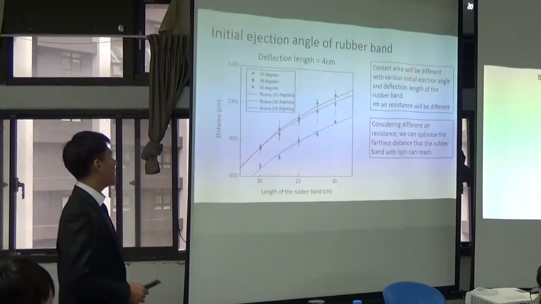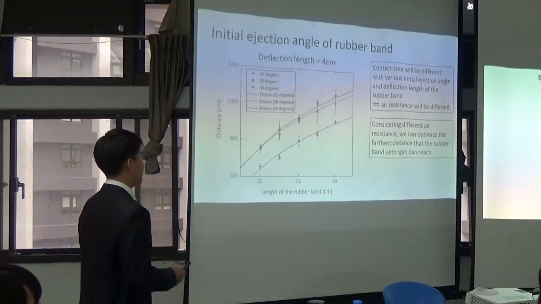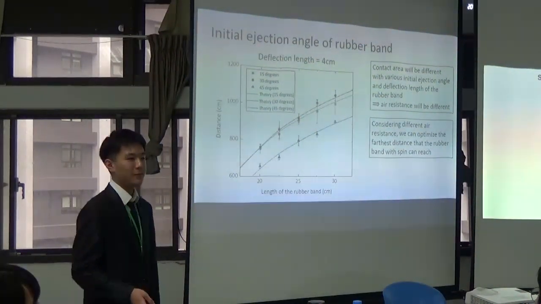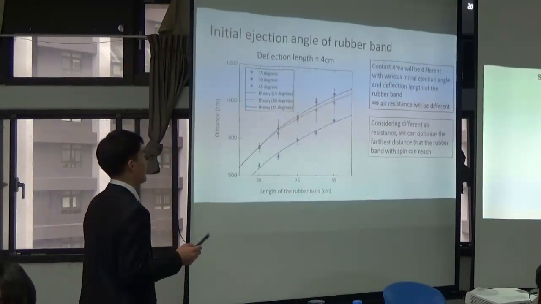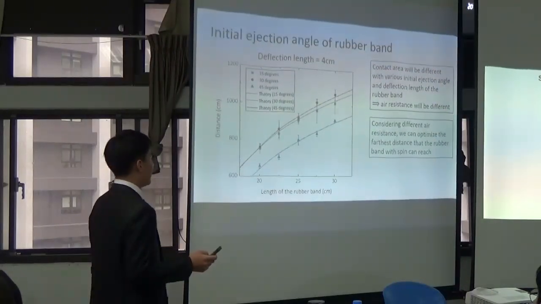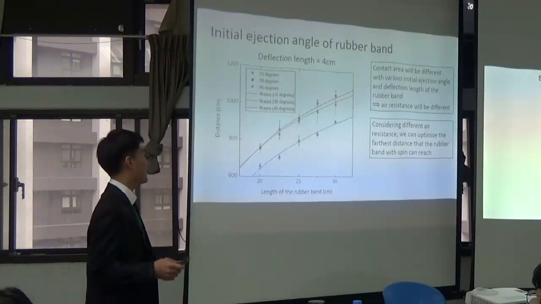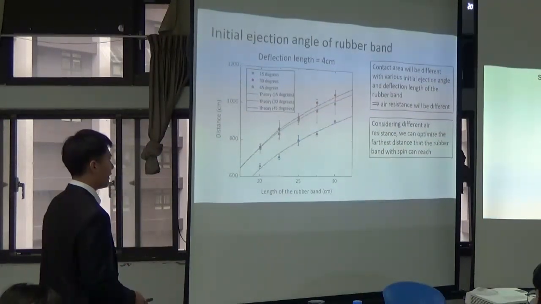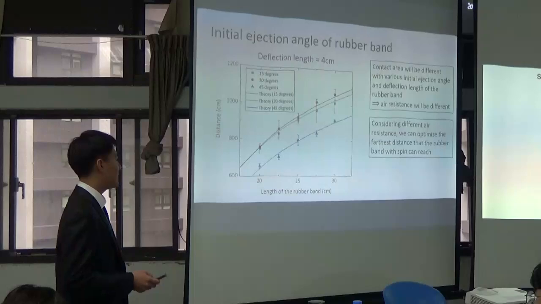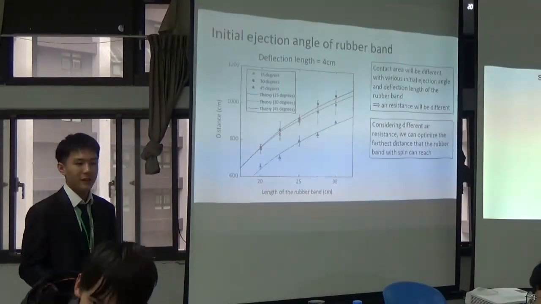And also, we can know that the contact area will be different with various ejection angles because of the rubber band's angle with the horizontal line. And deflection length is also an important factor. And considering different air resistance, we can optimize the farthest distance that the rubber band spin can reach.